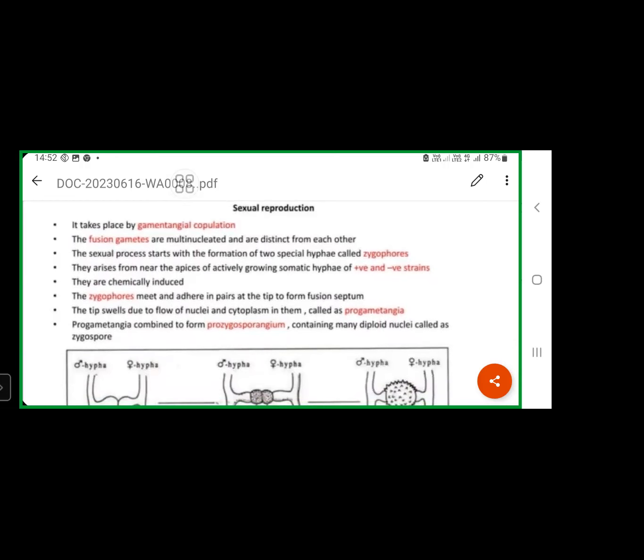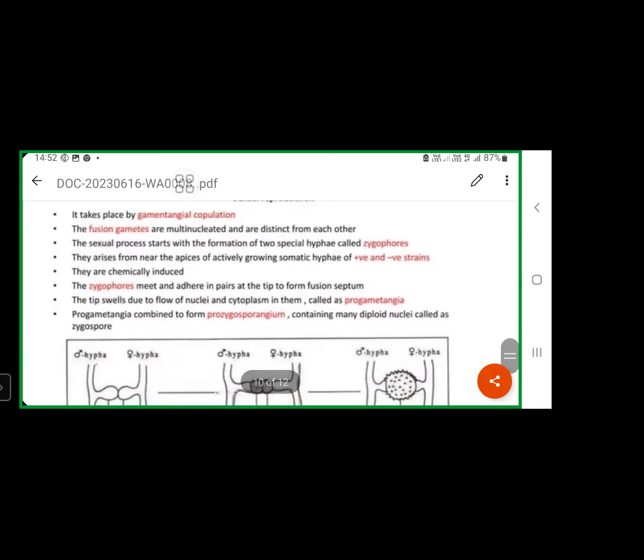Before discussing gametangial copulation, we have to discuss one important phenomenon called heterothallism. What is heterothallism? Who discovered this phenomenon? This heterothallism phenomenon was first discovered by A.F. Blakeslee. He is an American geneticist. He discovered this phenomenon of heterothallism.